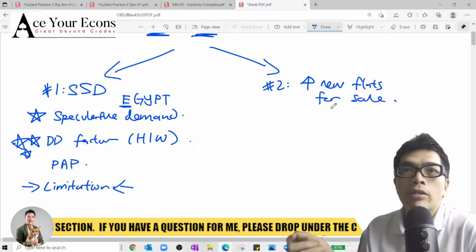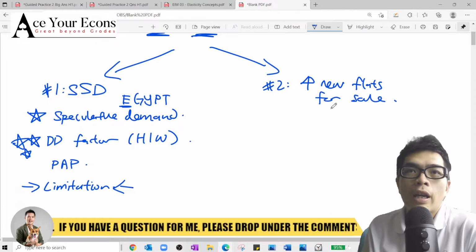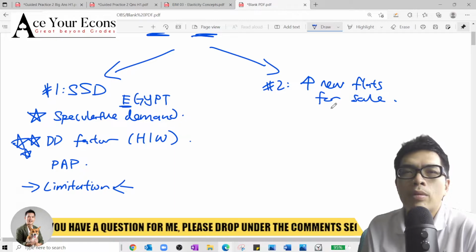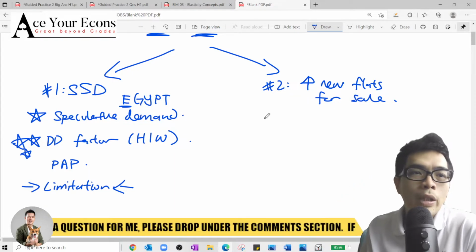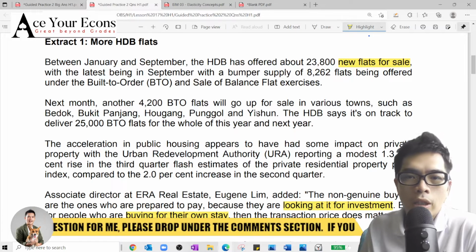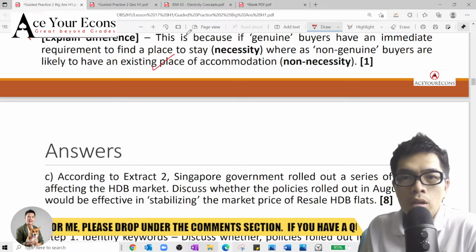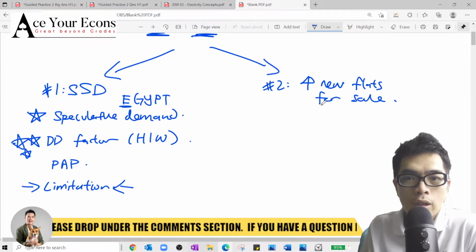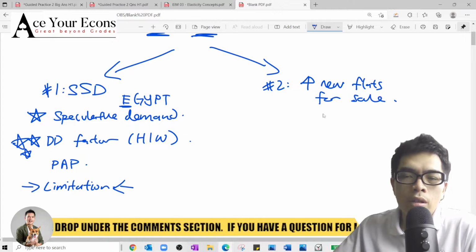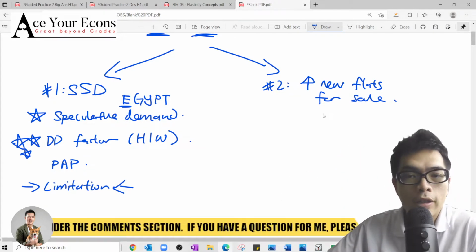So this is a subtle difference. New flats are not ready to reside immediately. It takes time for them to build. So this is what I call BTO flats. I believe it was mentioned in the extract. See, BTO, build to order. So Dylan brought up a very key concept just now. It starts with the S word called substitutes. So this is how you want to illustrate this as a policy.